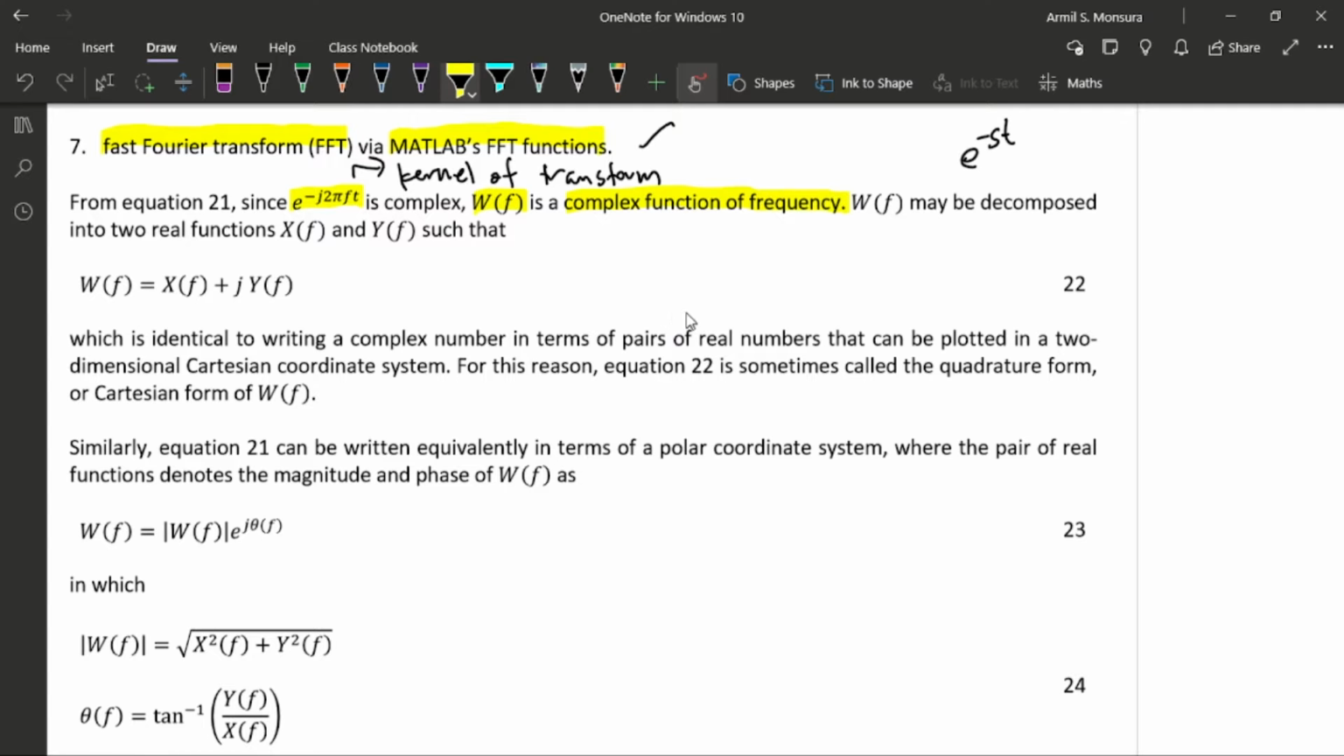So in such case, if the spectrum is a complex function, then we may decompose the complex function into two real functions, x and y, such that we can write the components in the following manner. Which is identical to writing a complex number in terms of pairs of real numbers that can be plotted in a two-dimensional Cartesian coordinate system. Ang tawag nyo dito sa lesson natin sa advanced math is rectangular form. So we also call this form the quadrature form. We'll explain in a later analysis part why it is called a quadrature form. So that's one.